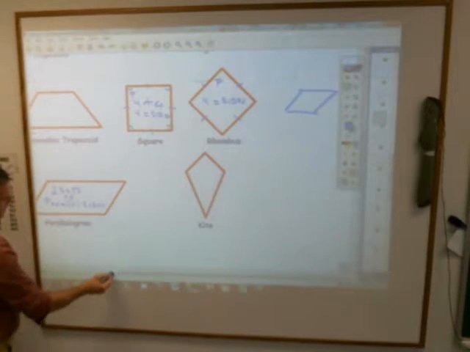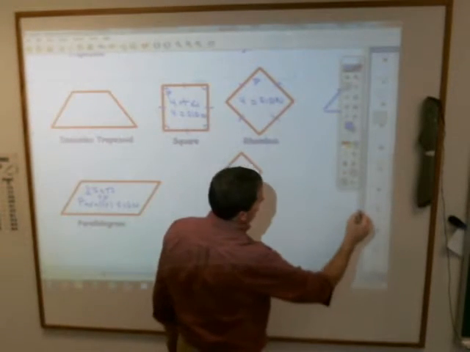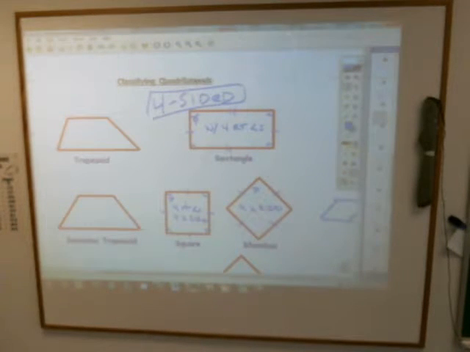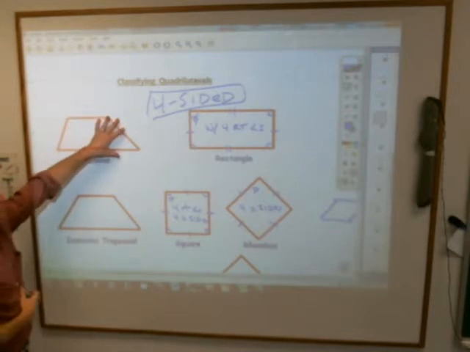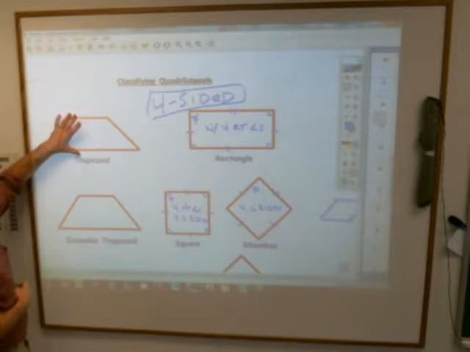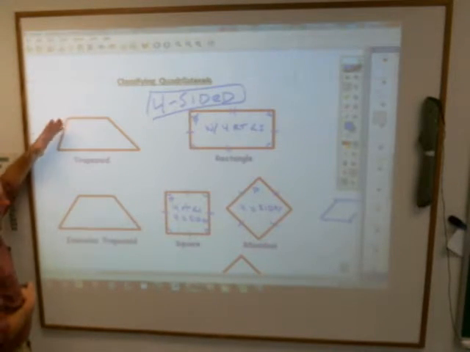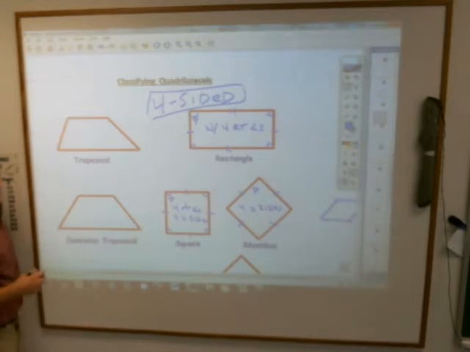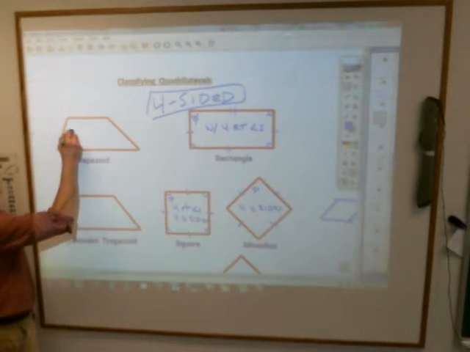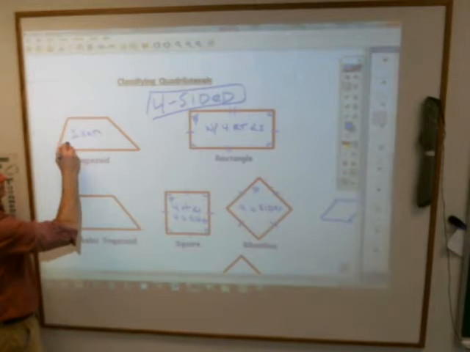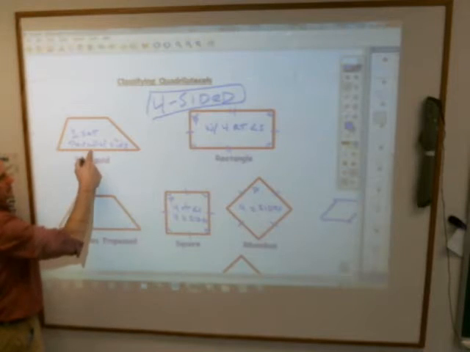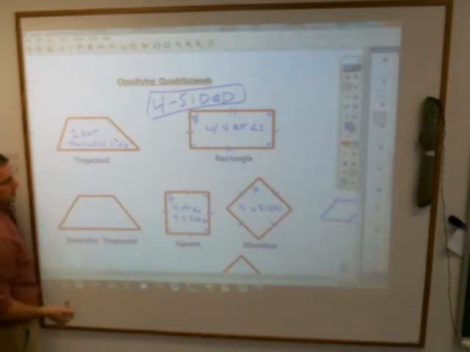Oh, let's talk about this. Interestingly enough, we disagree with the United Kingdom on what's a trapezoid and what's not. If you go to England, they actually don't call this a trapezoid, they call it a trapezium. I don't know why. We have them backwards. What is the definition of a trapezoid? The simple definition of a trapezoid is it has one and only one set of parallel sides. These two sides are parallel, these two are not.